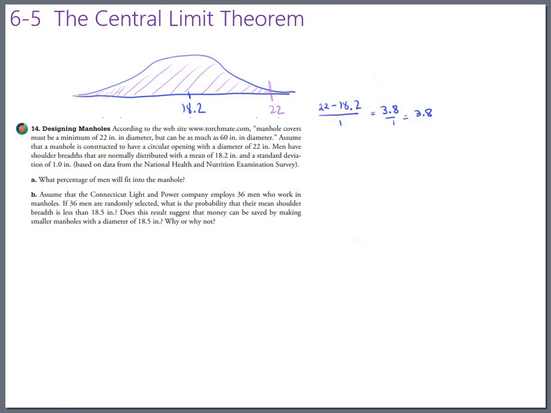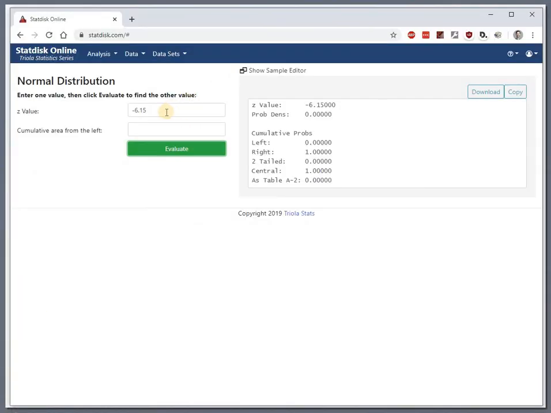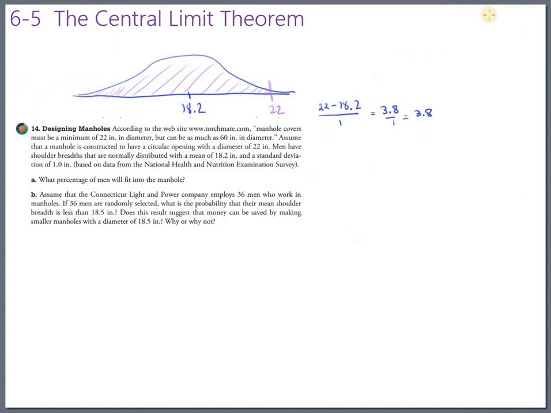So StatDisk can do that for us. Let's see, StatDisk, 3.8, and that's 0.9999. So basically, almost everybody. So 99.99% of men will fit into this manhole.